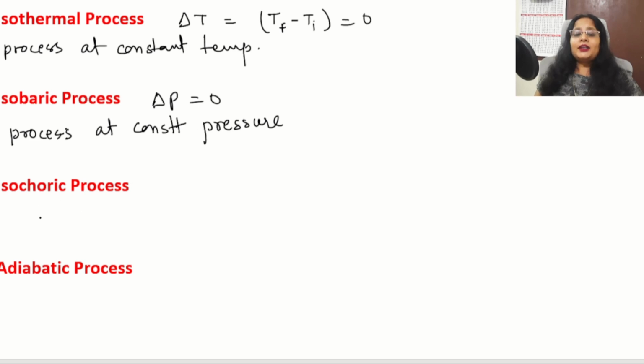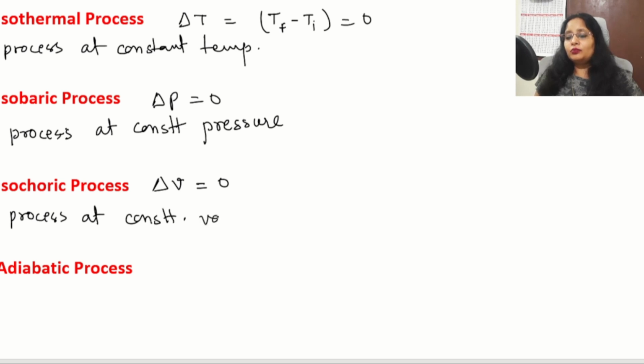Next comes isochoric process. Isochoric process means here delta V, meaning difference in volume, or volume change, is 0. The process which occurs at constant volume, and in this case always the value of delta V is 0. And what is delta V? Delta V is the difference between the initial and the final volume of the system.